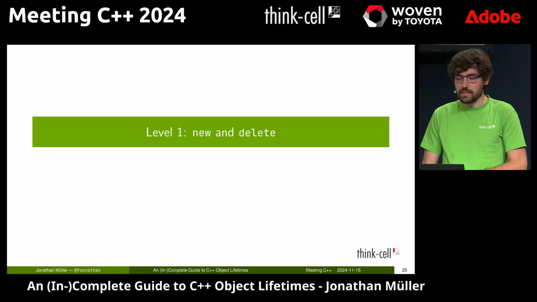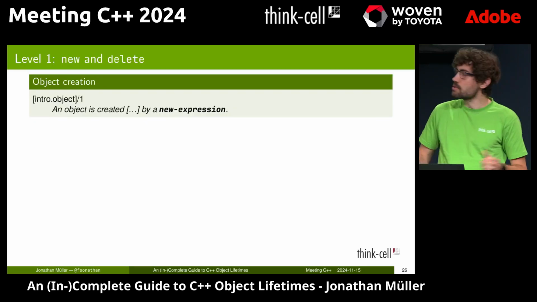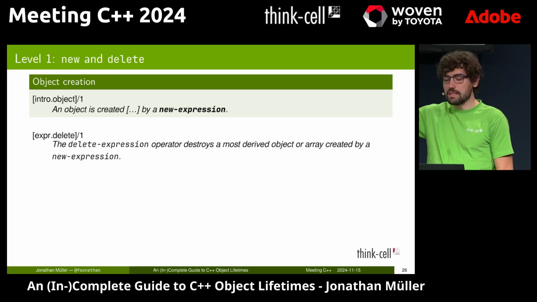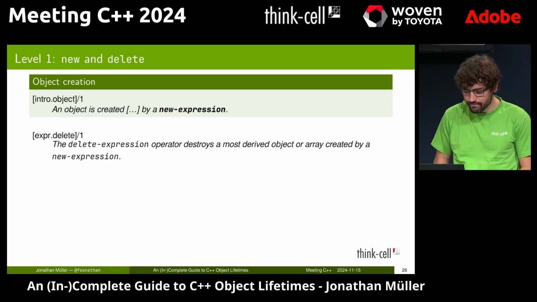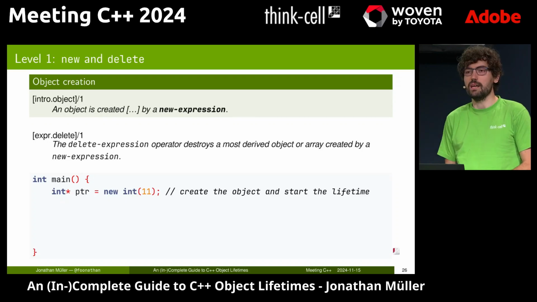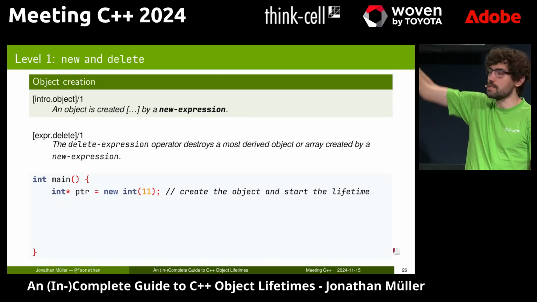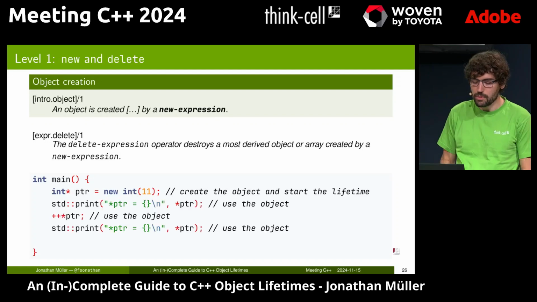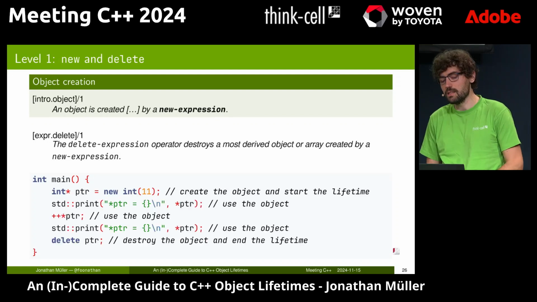Let's look at new and delete. An object is created by a new expression. And then we've got the corresponding delete expression, which destroys the object. So here, when we write int pointer equals new int, this creates the object, it allocates storage, and it starts the lifetime because we did the allocation of the storage and the initialization. So now we've got an object that is alive. Then we can use the object as before, and then we can delete it.